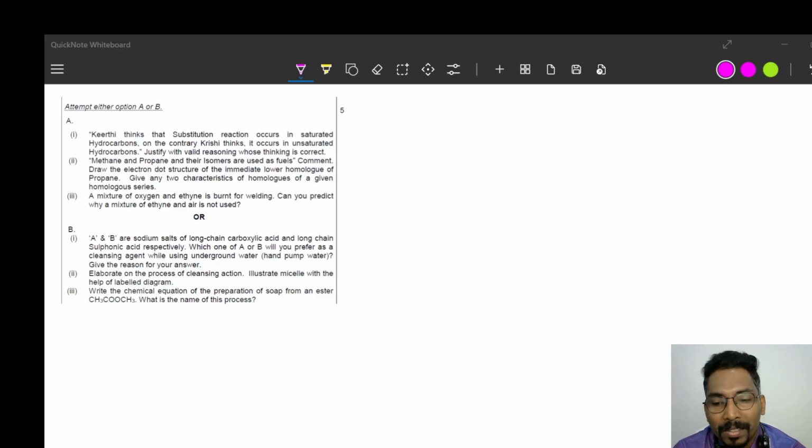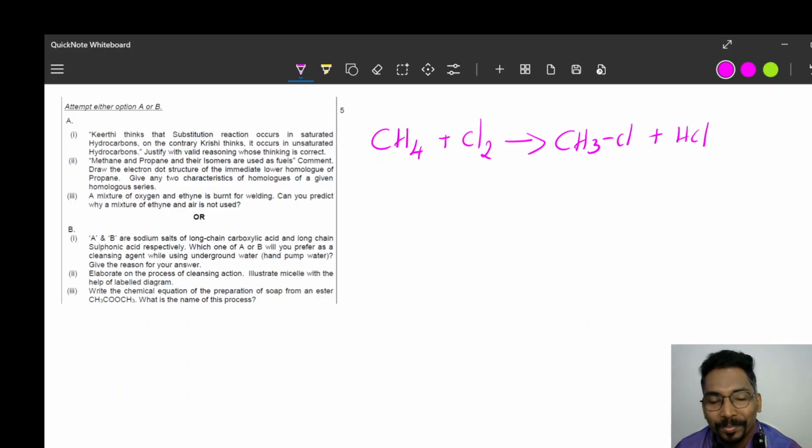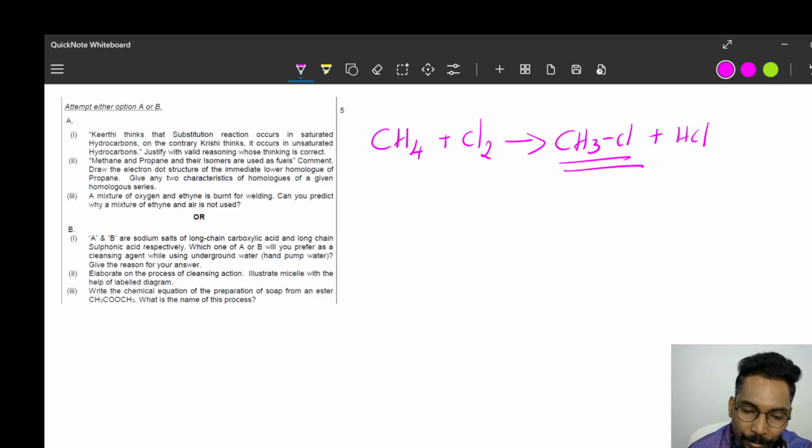Substitution means what? I will give you one example here. Methane plus chlorine will give chloromethane, CH3Cl, plus HCl. What is happening here exactly? One of the hydrogens from methane is replaced or substituted by chlorine, and that is how you get chloromethane. So this is a substitution reaction, and it is happening in a saturated hydrocarbon. So I can say Kirti's thought was correct.